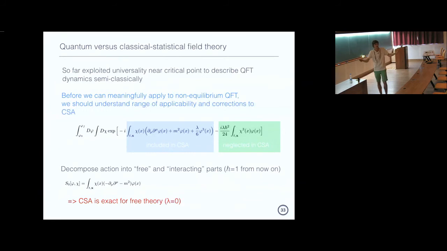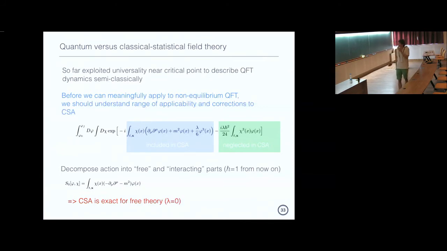We can certainly say that corrections are of order h bar squared, but this is not a meaningful statement. I mean, h bar is not a free parameter that we can tune. It just is what it is, right? So we have to understand on more general grounds what is going on. We will just set h bar to 1 from now on, okay? Good. So now let's try to understand what is going on, right?